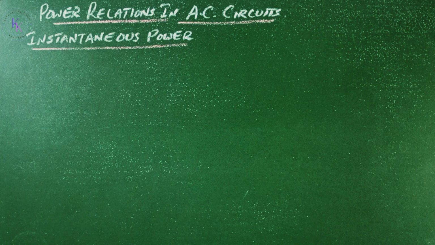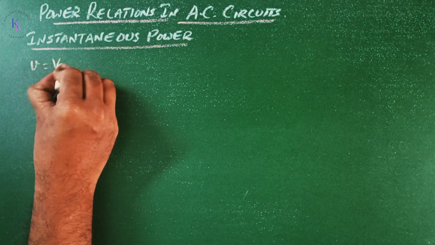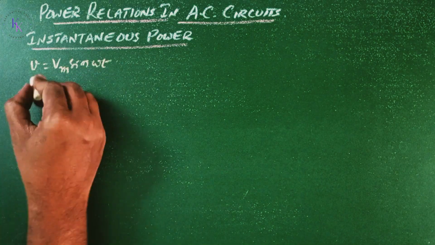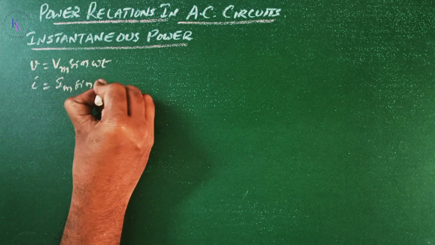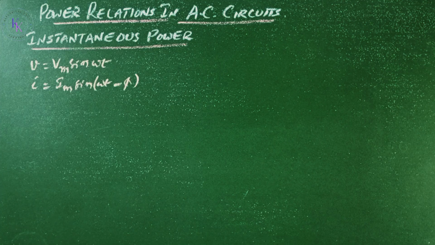Power relations in AC circuits. Instantaneous power in AC circuit. In a passive AC circuit, let the instantaneous voltage be V equals Vm sin omega t, while the current is given by I equals Im sin(omega t minus phi), where phi is the phase difference between the voltage and the current at any instant.